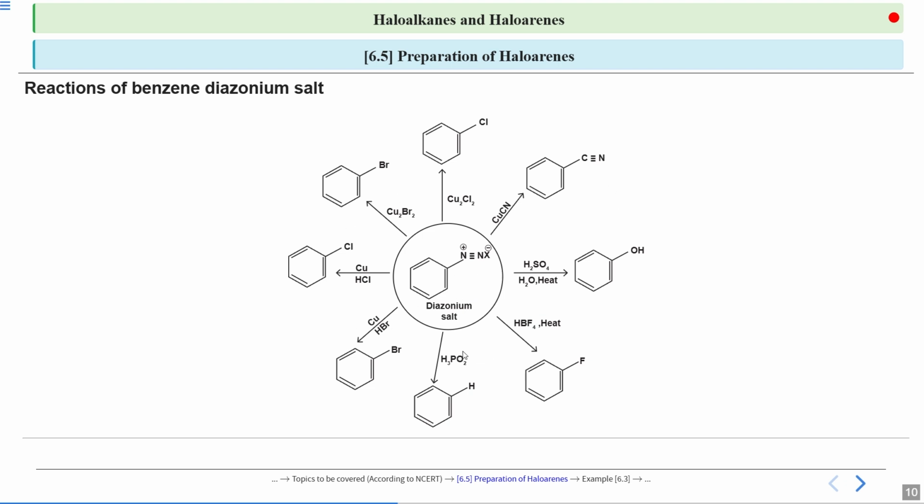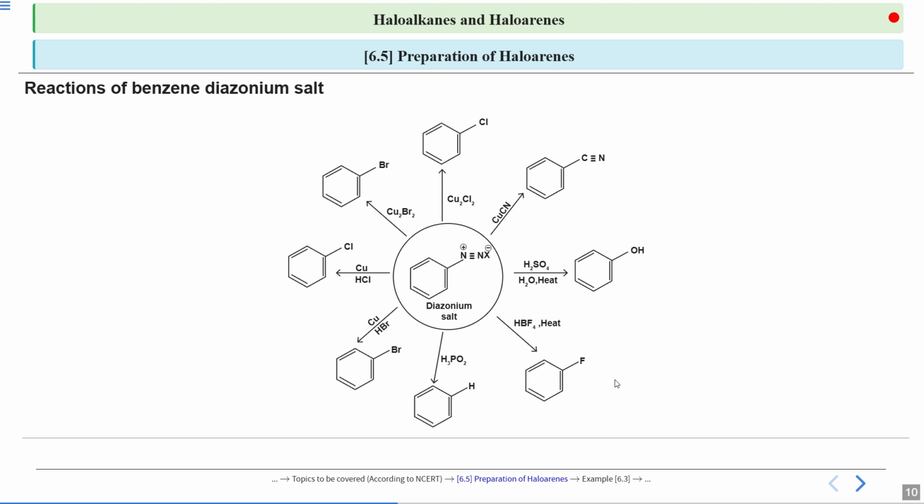Now when diazonium salt reacts with H3PO2, you will simply get your benzene ring again. And when diazonium salt reacts with sulfuric acid in aqueous solution and you heat it, you will get an alcohol, that is phenol. So you will get a hydroxyl substituted benzene ring. And now for fluorobenzene, you have to react the diazonium salt with the HBF4 molecule and heat it, and you will get fluorobenzene as your major product.